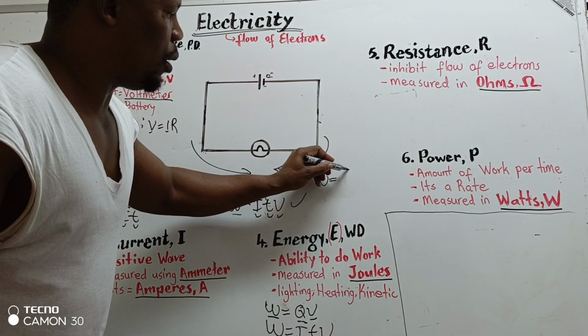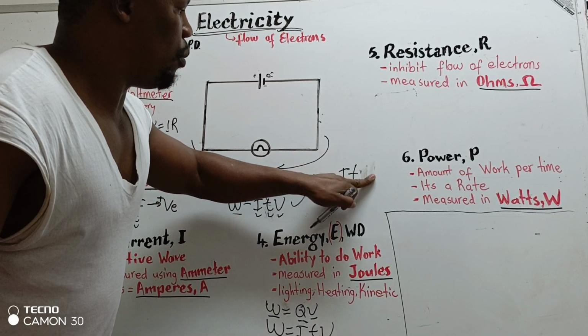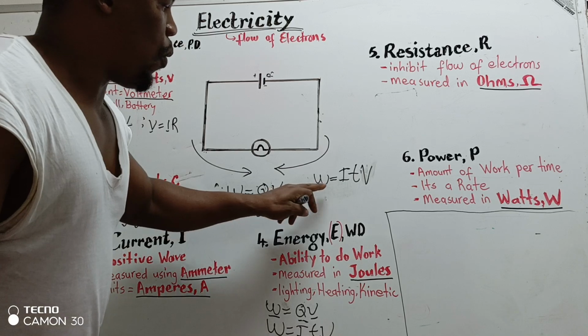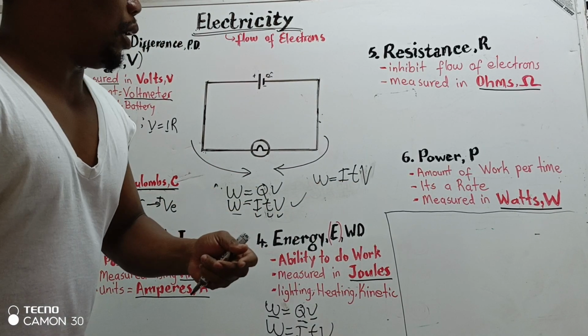Every time you are given the current, the time and the voltage, and asked for the amount of work done, you are simply going to multiply the three parameters. Work done equals ITV. Simple. Then the last formula.